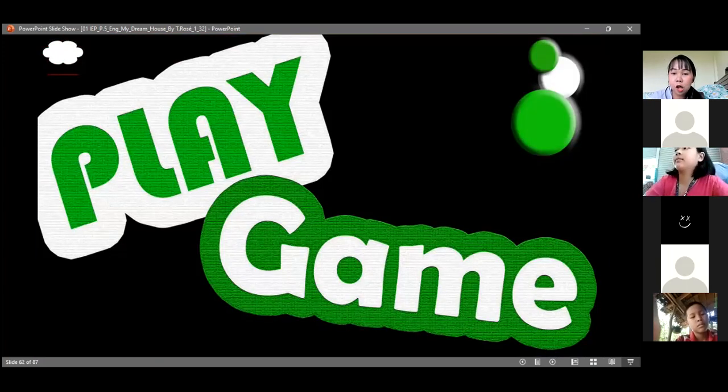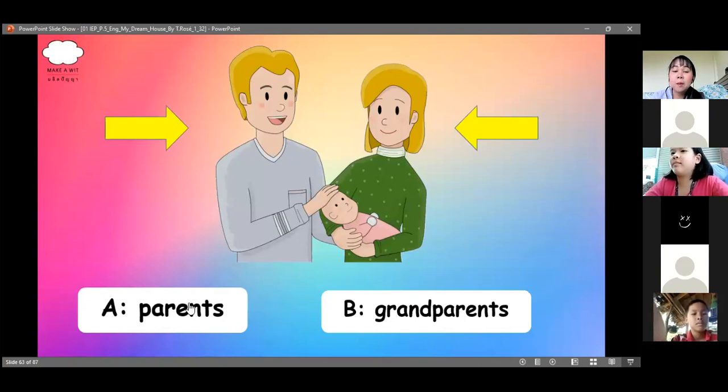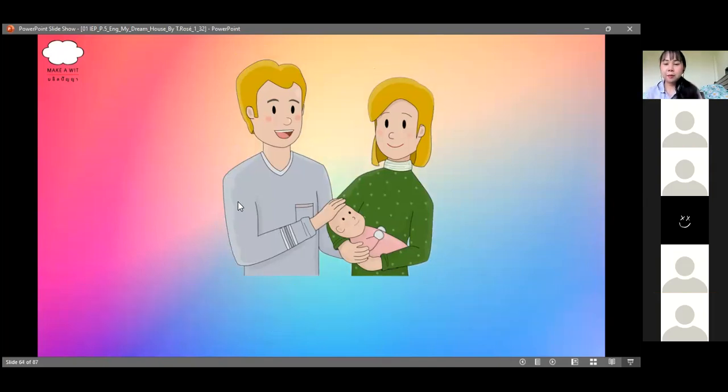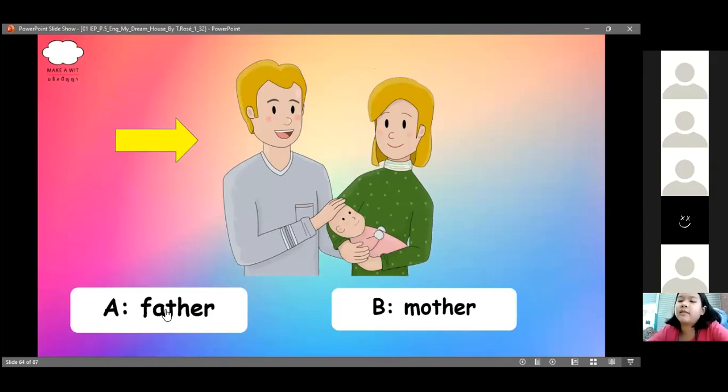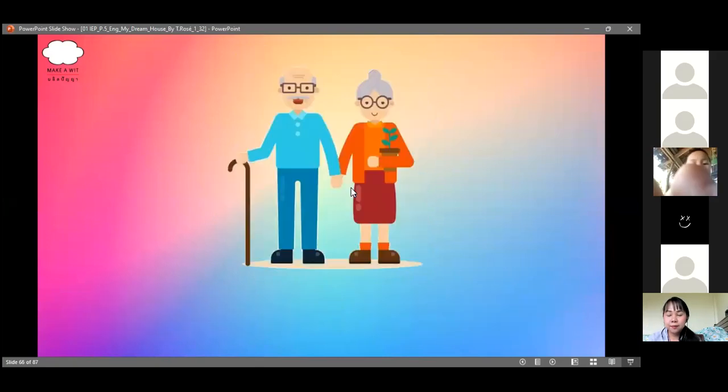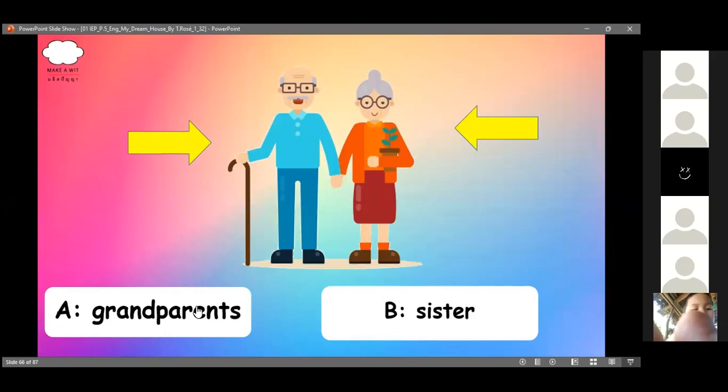All right. Now it's time for a small game. Parents. Good job. What is your name? Nong Pang. Just the first one. Next. Father. I can hear Ang Pao and EQ, right? Ang Pao, EQ, Nong Pang. All right. Father. Everybody get one point. One point for everyone. Grandparents. Grandparents. Friends. Everyone? Yes, everyone. All right.